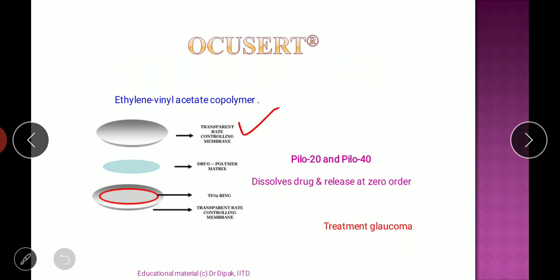It consists of rate controlling membranes, one at the top and another at the bottom. In between, the drug and polymer matrix is sandwiched. The polymer is alginic acid. It is available in two strengths, Pilo 20 and Pilo 40. These are the doses of pilocarpine. The drug is released at zero order rate and is used in the treatment of glaucoma.